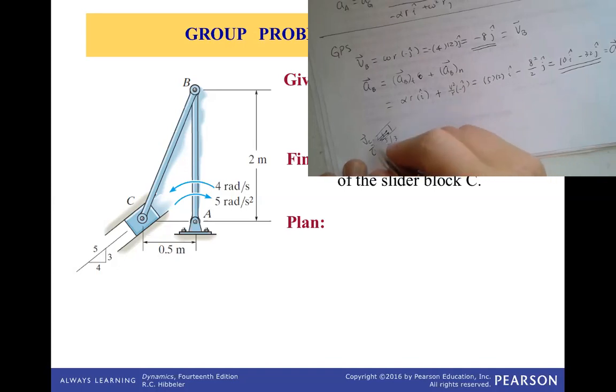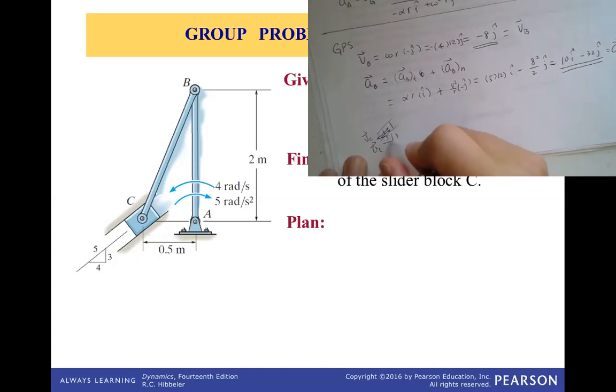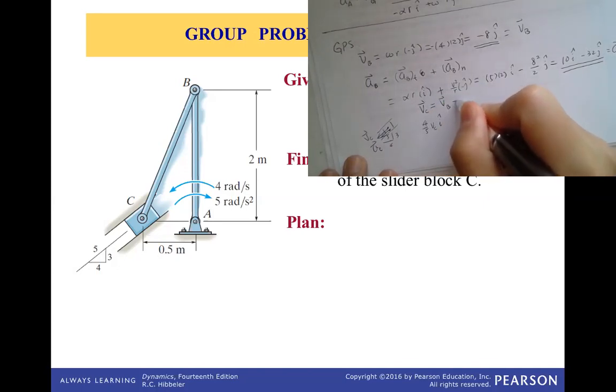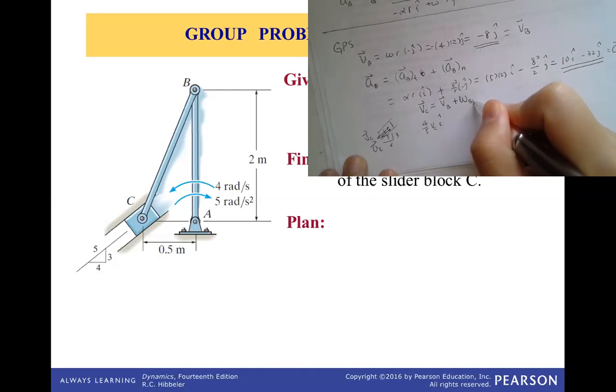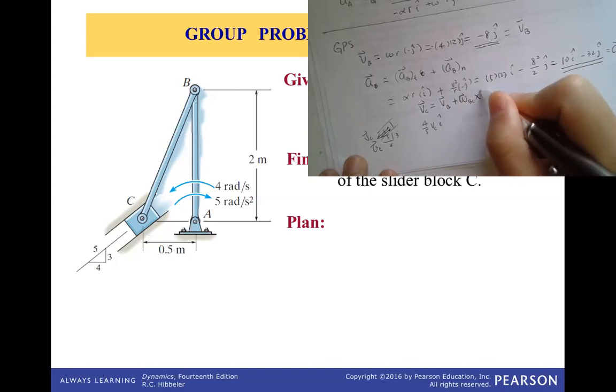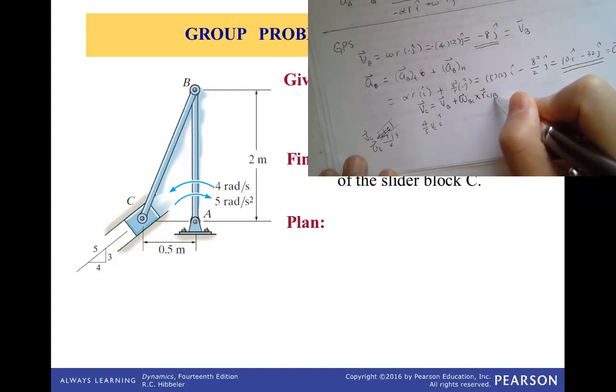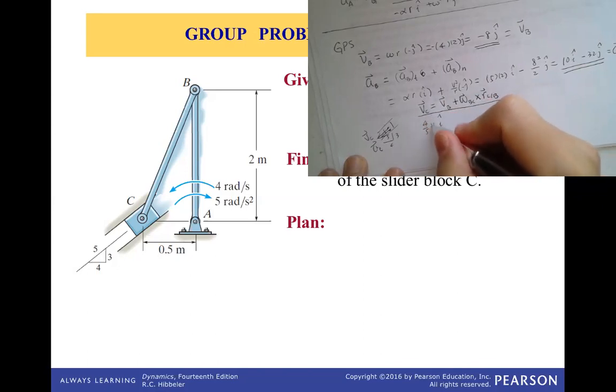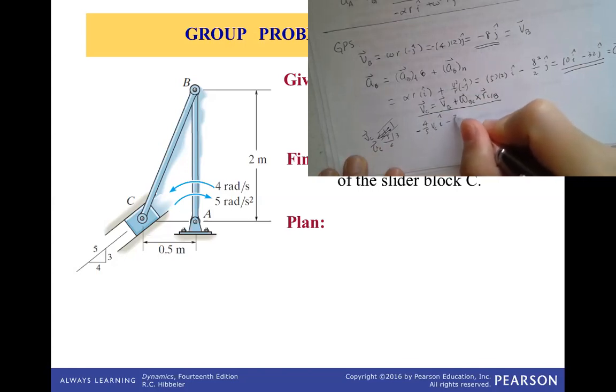This is a 3, 4, 5 triangle, so the velocity has two components. In the x component, it is 4 over 5 VC. So you can set up the velocity equation: V sub C equals V sub B plus omega of BC rod cross R of C with respect to B. This is the relative motion velocity equation. This guy has two components: in that direction, x is going to be negative, and y is also negative, in the j direction.